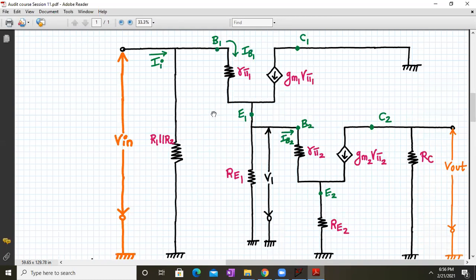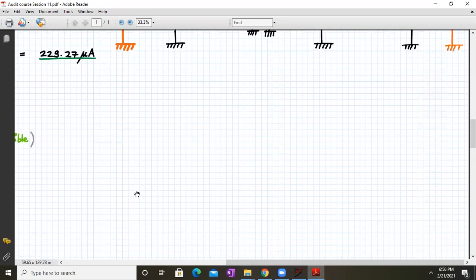Okay. Now the total gain of the circuit should be Vout upon Vin, right? So we divide it into two halves. The output of the first stage we will call V1. So the gain of first stage is V1 divided by Vin, and the gain of second stage is Vout divided by V1. Okay, so that's what we get over here.